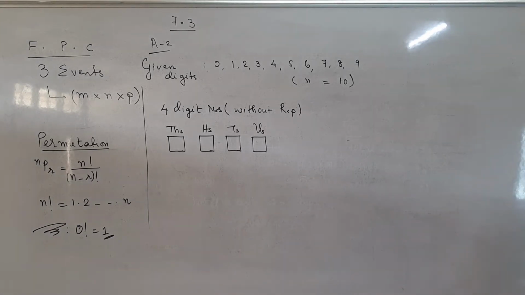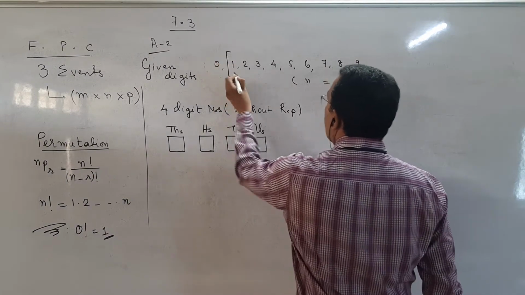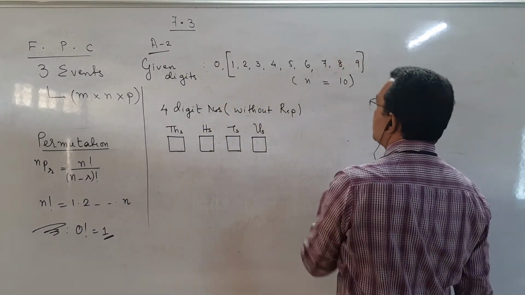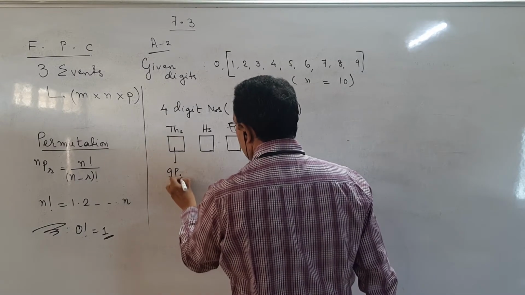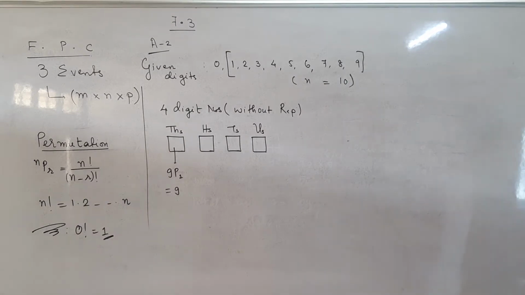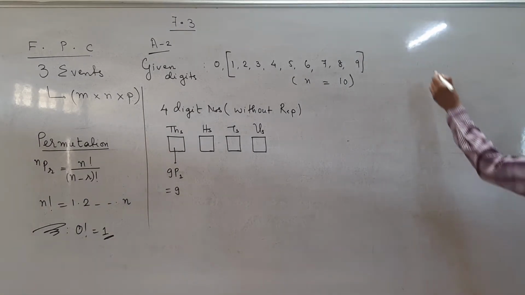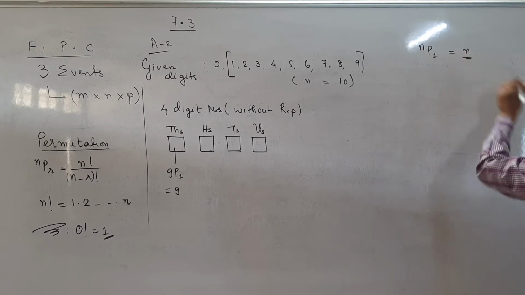Okay, students. Now I am using only permutation. In thousands place 0 cannot come. So from 9 I can arrange any 1 digit. From 9, 1 digit can be arranged in how many ways? 9P1, and that is 9 ways. Always remember, nP1 is n.